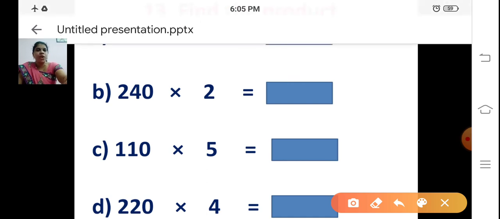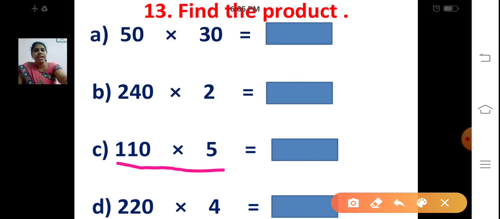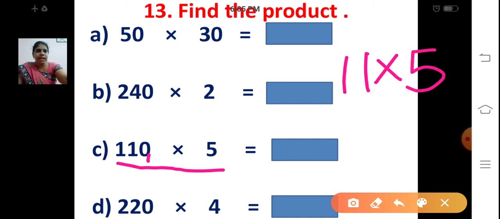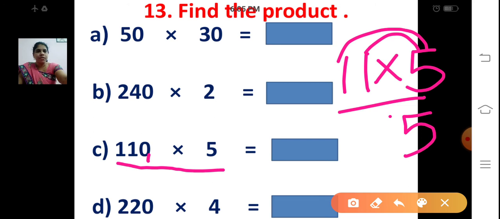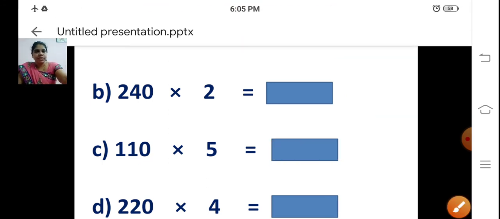We are going to multiply 110 by 5. Same way, just ignore the 0. We'll write the 0 at the last. So now the remaining we'll multiply, 11 into 5. First multiply these two. 1 5 is 5. Again 1 5 is 5. Write down the answer 55, followed by how many zeros we have in this? We have only one zero, right? So write down 550. Clear?